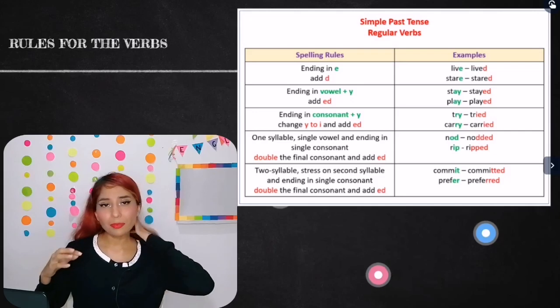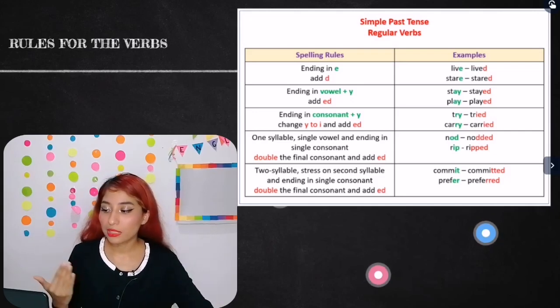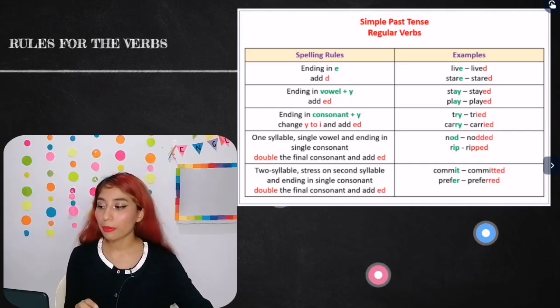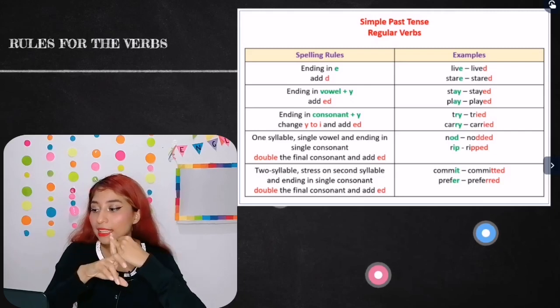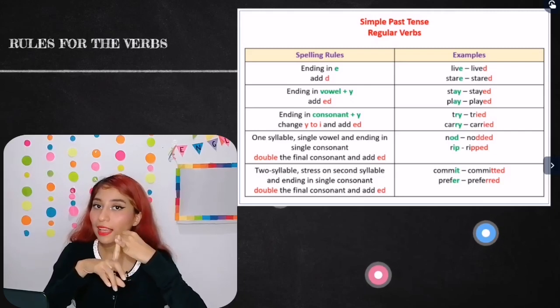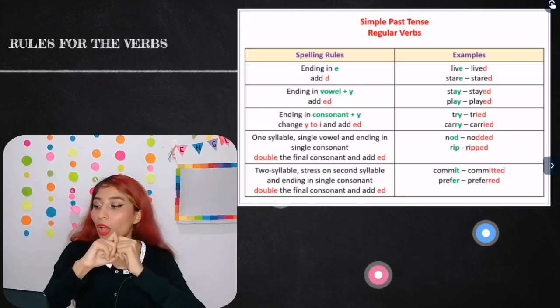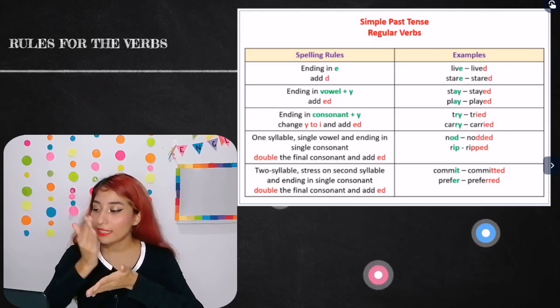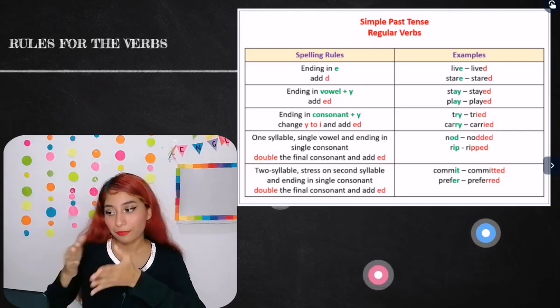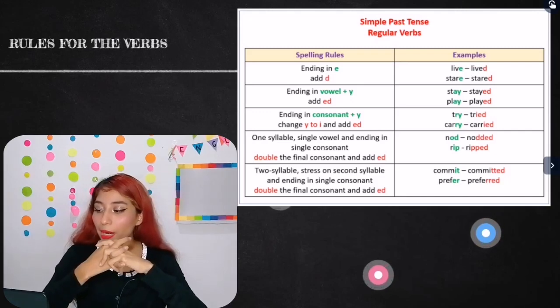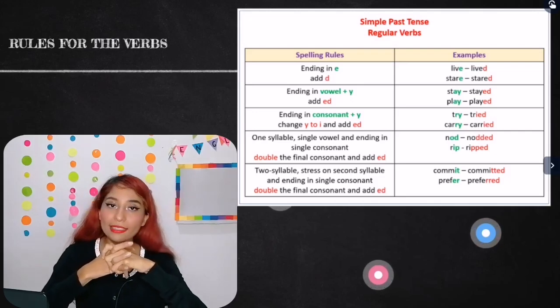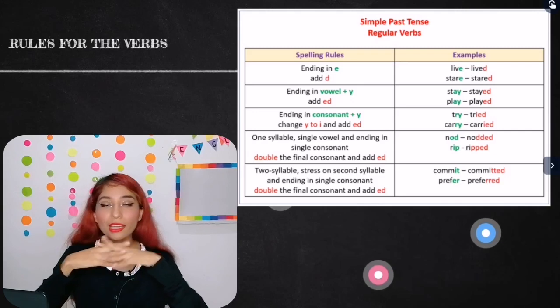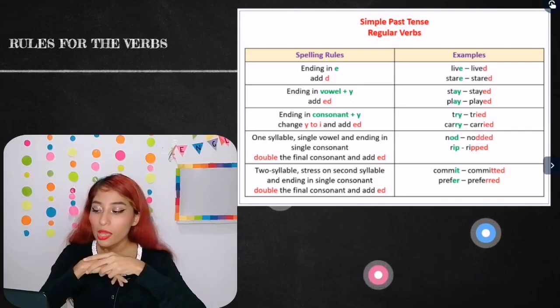Okay, this might seem a little bit difficult if you see this chart. Remember that the main rules are the first three, okay? Remember, when you have a verb that ends in E, you add a D. Live, lived. When you have a verb that ends in vowel plus Y, you add ed. Stay, stayed. When you have a verb that ends in a consonant plus Y, you change it to an I and add ed. Try, tried. Okay, these are the main three rules.